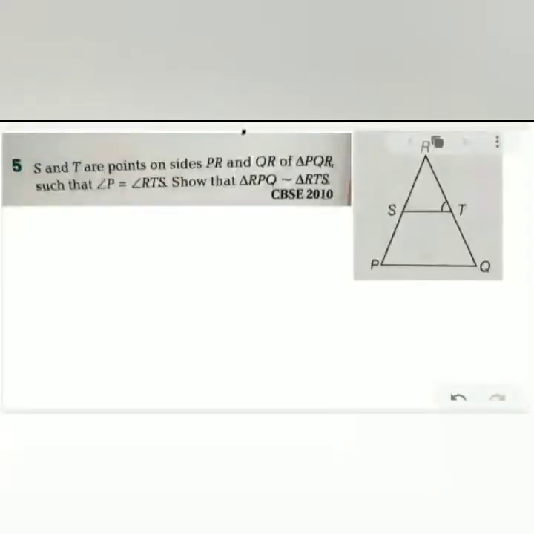Here, as you can see, I am reading the question. S and T are points on sides PR and QR. So S is the point over here and T is the point over here, of triangle PQR, such that angle P equals angle RTS. But we have to show that triangle RPQ is similar to triangle RTS. Whatever we have to prove, let us draw roughly, so we will get the idea very easily.